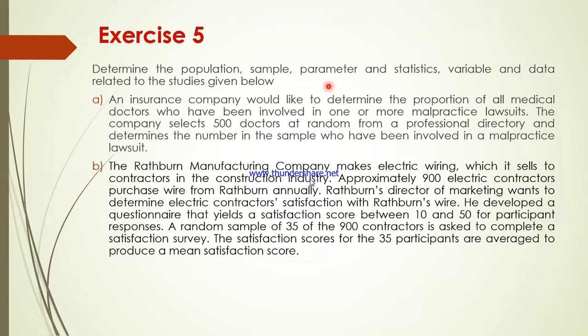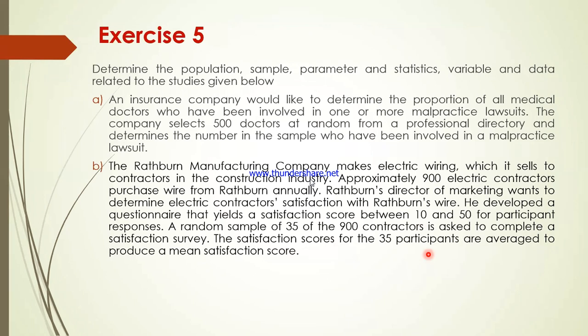Now, here we define, in the first case, the parameter as a proportion of all medical doctors who have been involved in one or more malpractice lawsuits. Similarly, in this case, instead of proportion, we had a mean, linked with the given problem. Mean of what? We calculated it as a population parameter.